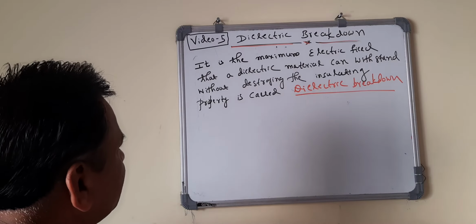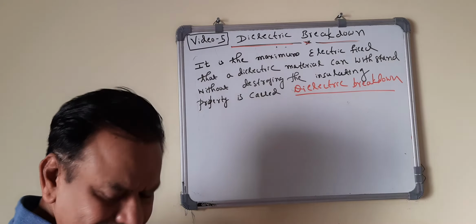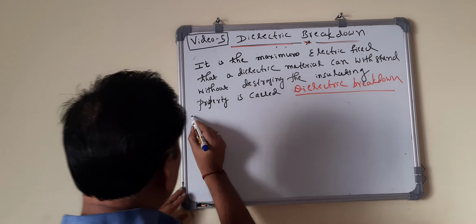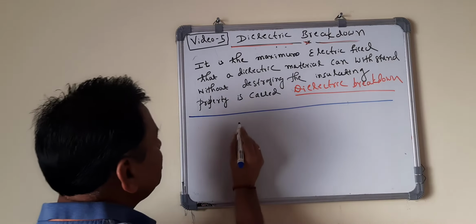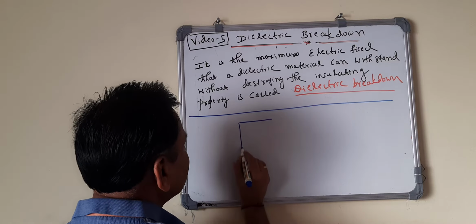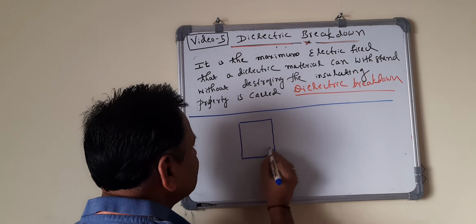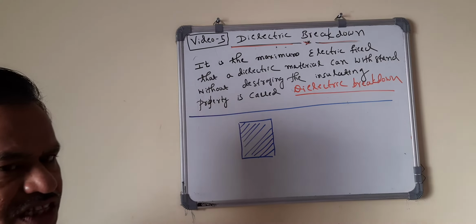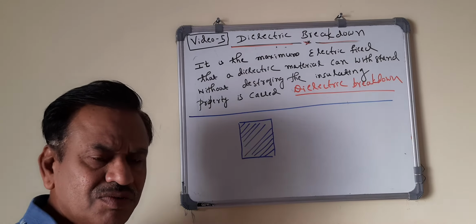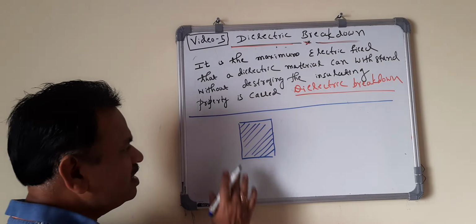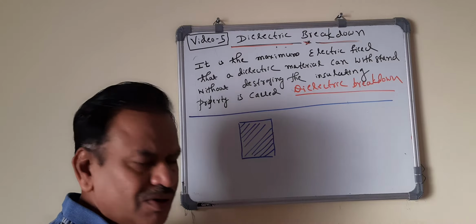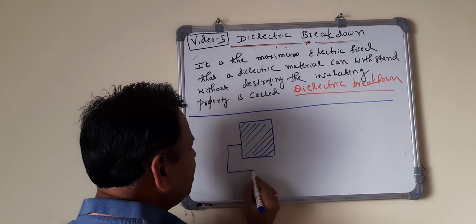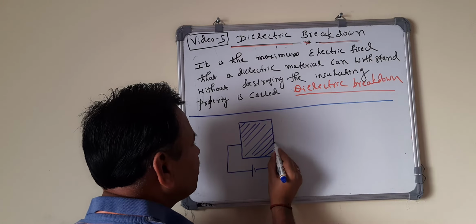Okay. First, before going to the definition, I will tell you what dielectric breakdown is. As you know, all dielectric materials are insulators. It is a bad conductor. The difference between the dielectric and the insulator is that in a dielectric, the induced charges are present, as you know. On this material, I will apply a variable voltage.